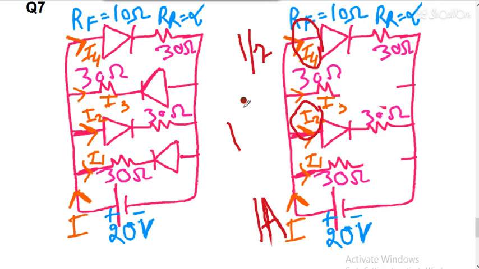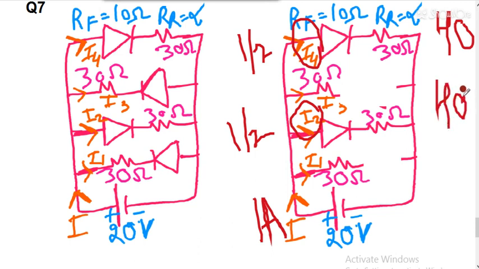Students, in the next video I will take some different questions. Here you can see that after combination, or after forward biasing, the 40-40 value is coming, that's why the current is equally divided. In the next video I will take some different questions and we will do those questions.